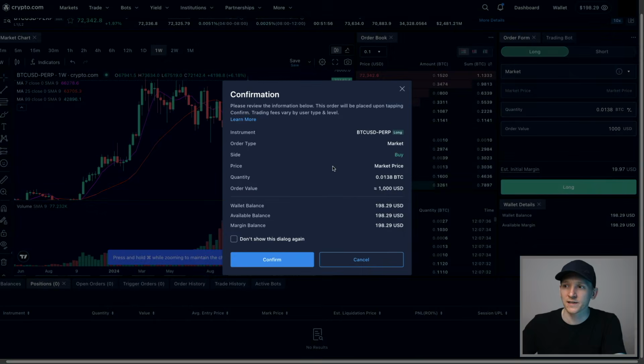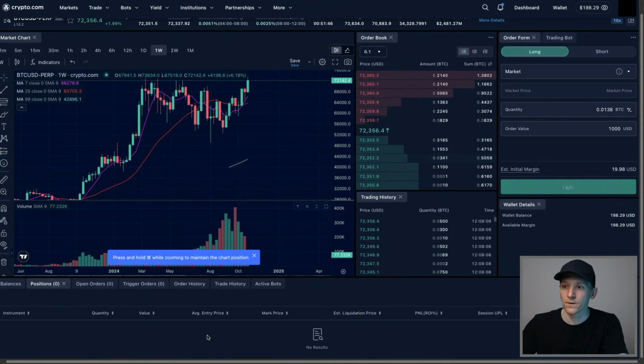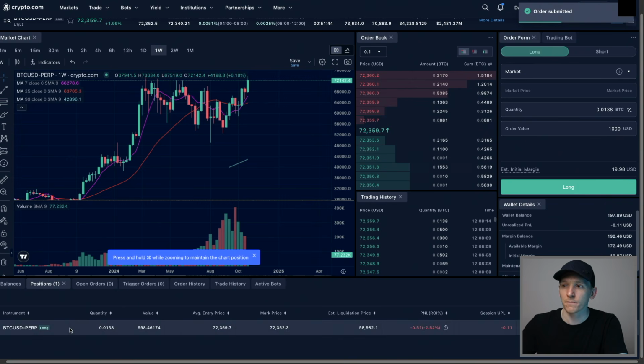So if we go long, you can actually see this. I'm going to open a $1,000 order value in the market, but I've only got $200 as a wallet balance here to pay for losses. So this thing can fall 20%. If I press confirm, it should open the order for me. Order submitted. It's a market order.